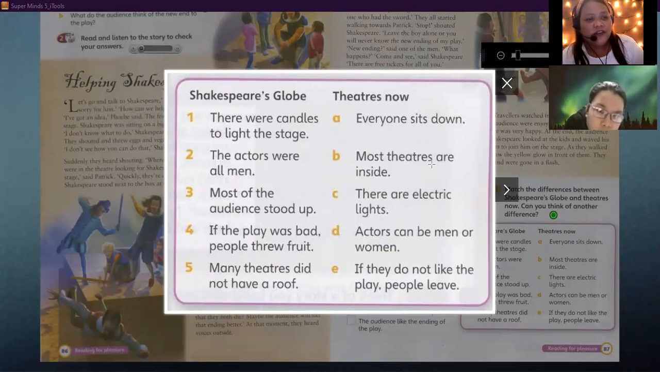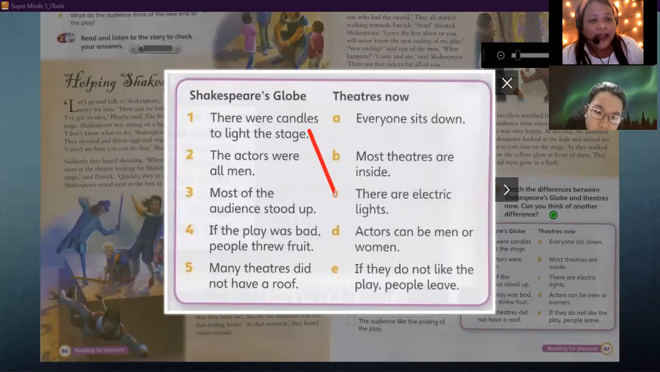How about the theaters now? Are we still using candles to light the stage? I guess no. Okay, so what is it? LED light. Yeah. Can you look for it in the theaters now column? There are electric lights. Correct.